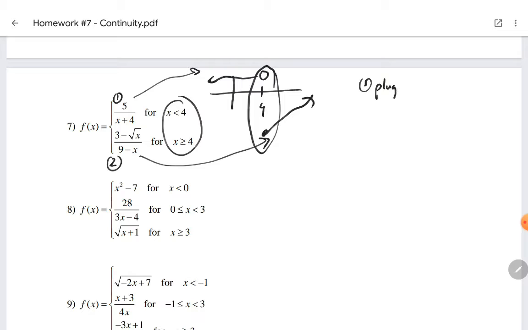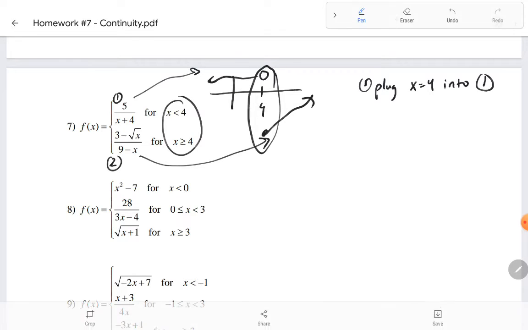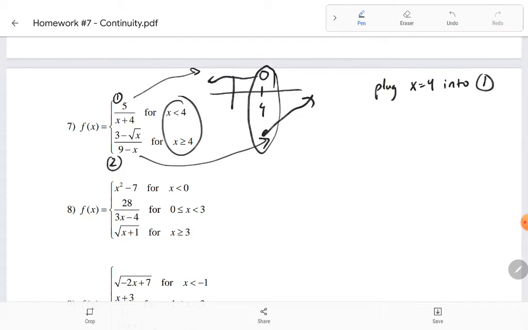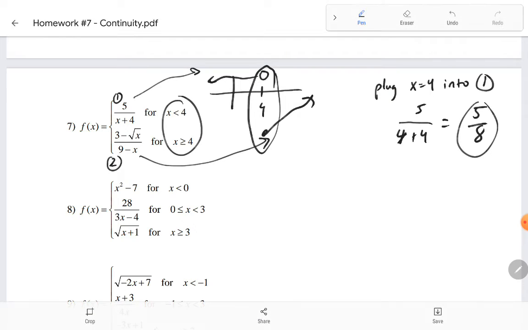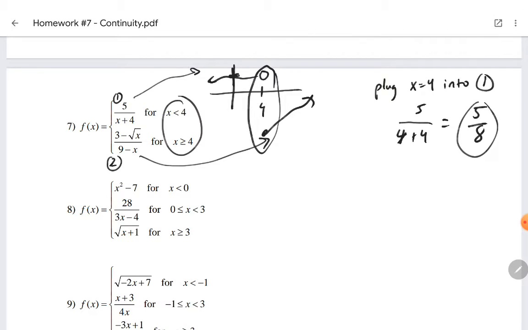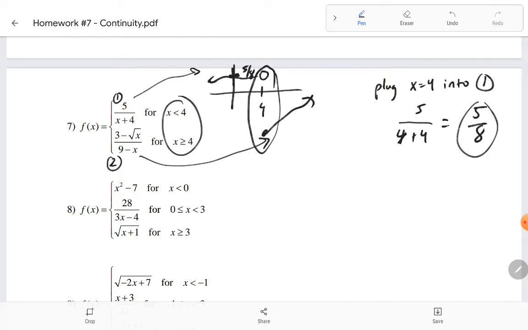So what I'm going to do is plug x equals 4 into 1, and that will tell me the height of the left function. So I get 5 over 4 plus 4, which is 5 over 8. So that means the left function is at a height of 5 over 8. And we've got to see if the other one is going to be 5 over 8. If it's not 5 over 8, that means the function has a break in it, right?